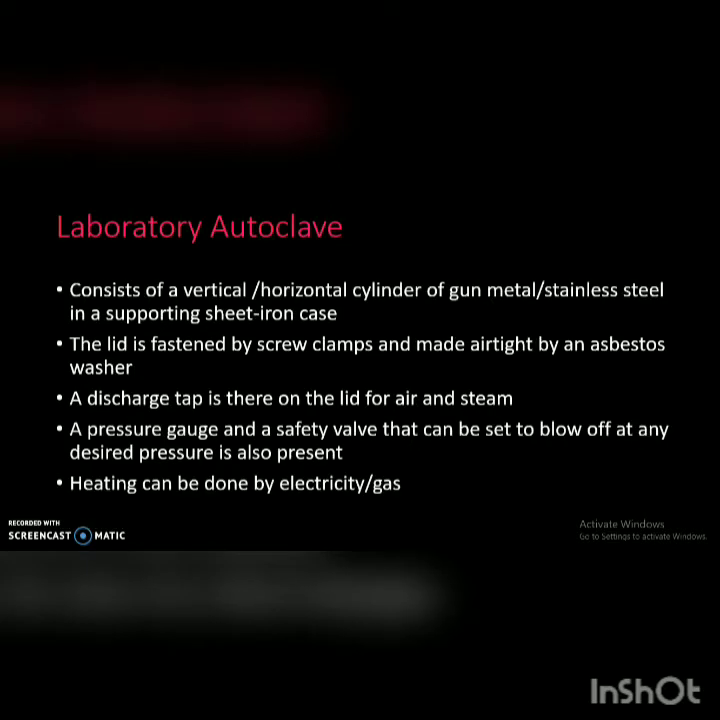Then we can see the laboratory autoclave. The laboratory autoclave may be either vertical or horizontal, and it is a cylinder of gunmetal or stainless steel. It is in a supporting sheet of iron case. Then the lid is fastened by screw clamps and can be made airtight by an asbestos washer. A discharge tap on the lid of the autoclave is for air and steam. A pressure gauge and a safety valve can be seen, and they are set so that it will blow off at any desired pressure. Heating can be done by electricity or gas.